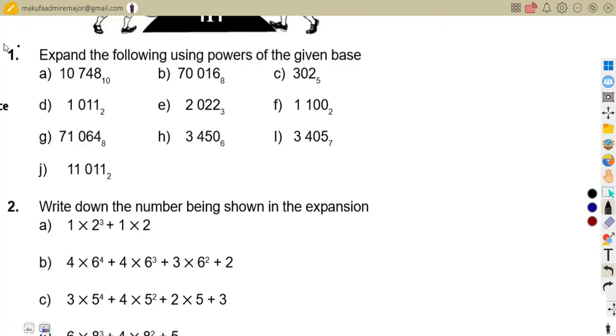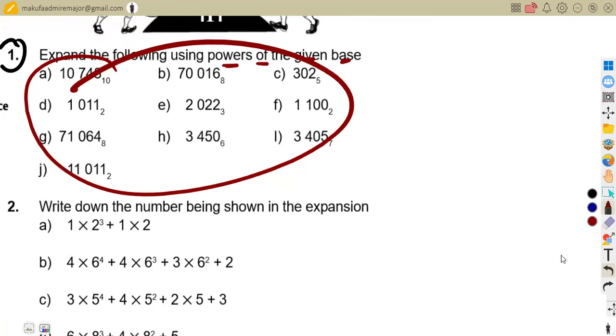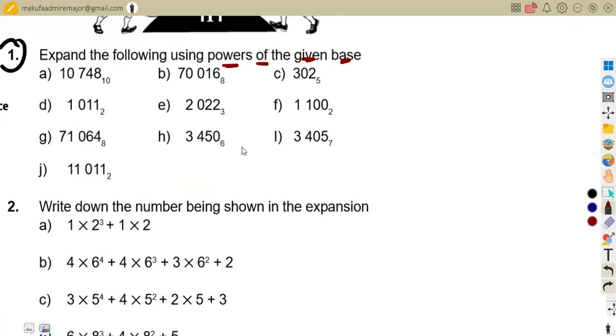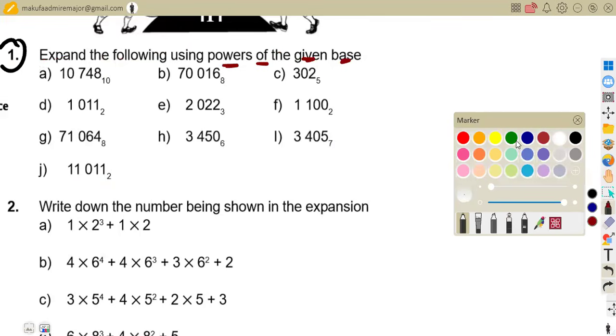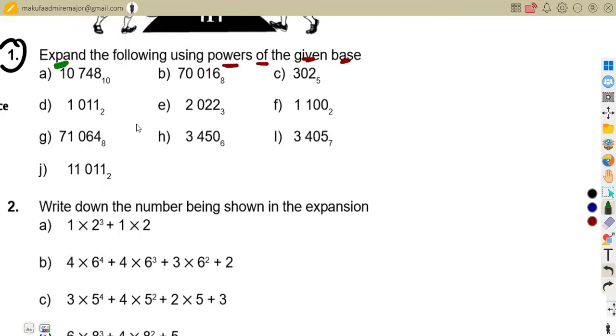All right. So on this particular exercise, we are given a condition whereby we are being asked to expand the following numbers using powers of the given base. To expand these numbers that we are having, in order for you to expand in the powers of the given base, this is the condition there. The base that is given.